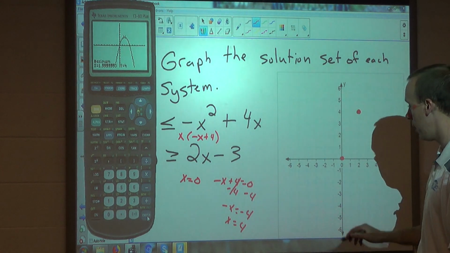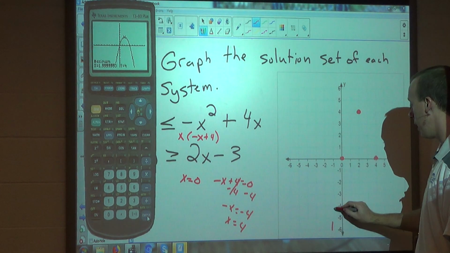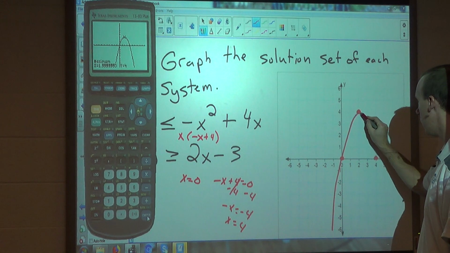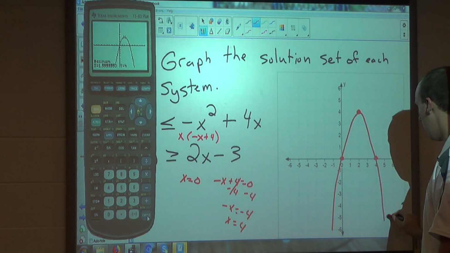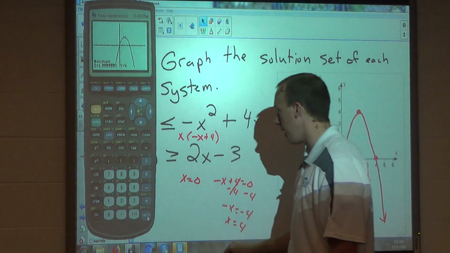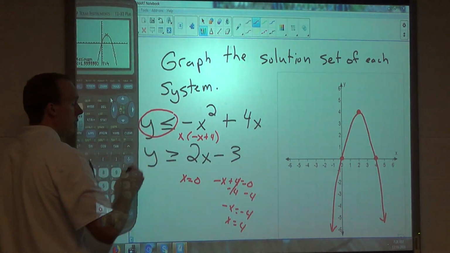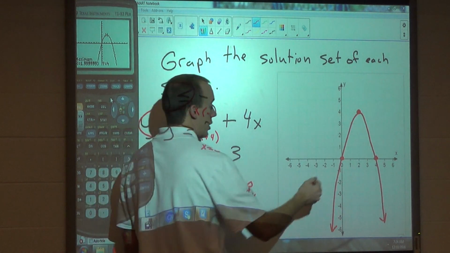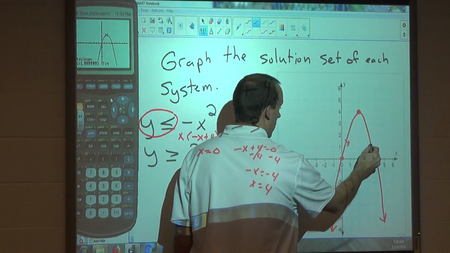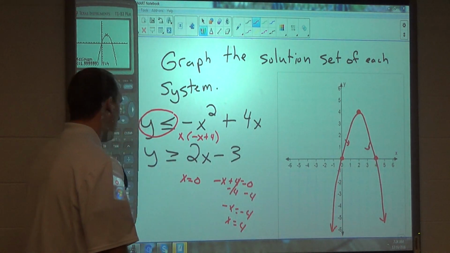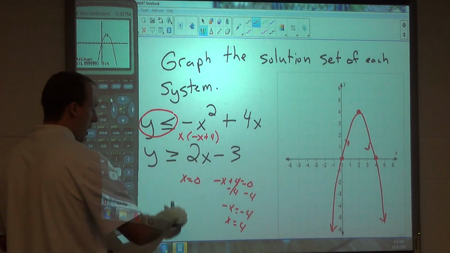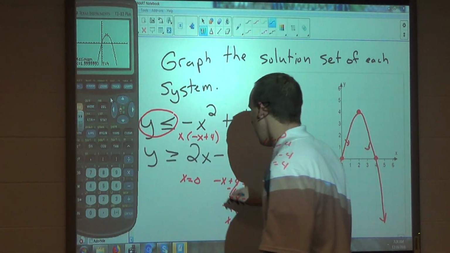And is this a solid or dotted? Okay, it'd be solid because it's equal to. Okay, so now I label all the parts I need there. Next up here, how do I read this? Y is what? Less than. So that shading would be at this point below. So anywhere below. And then I got to graph this line here next, so I'll go blue for the line.